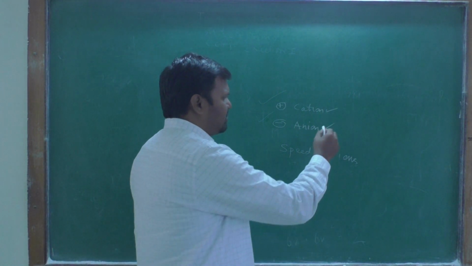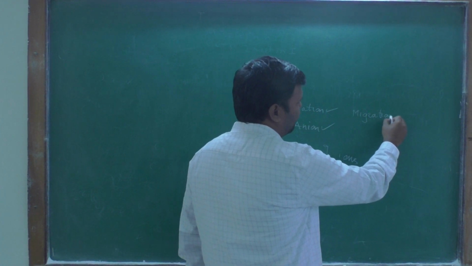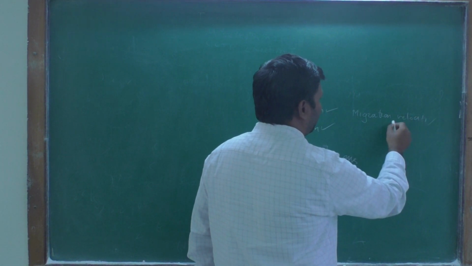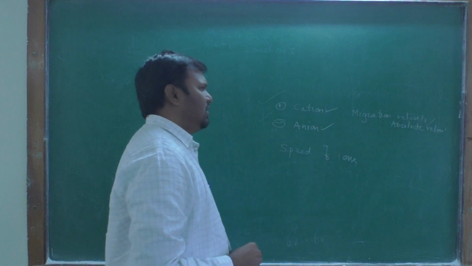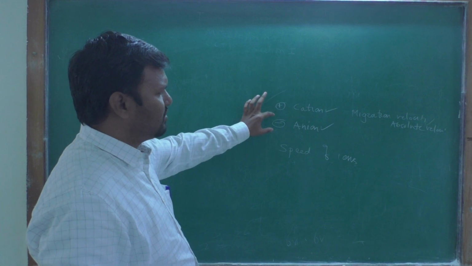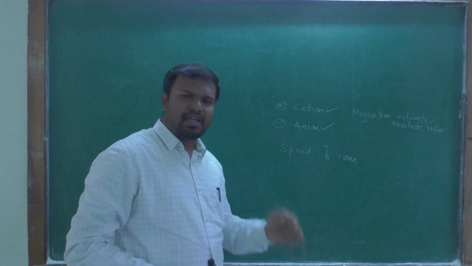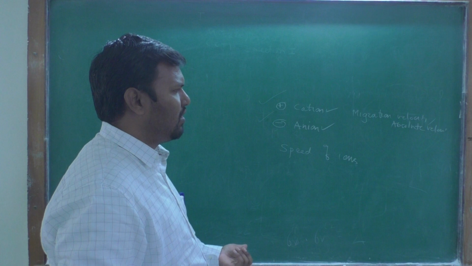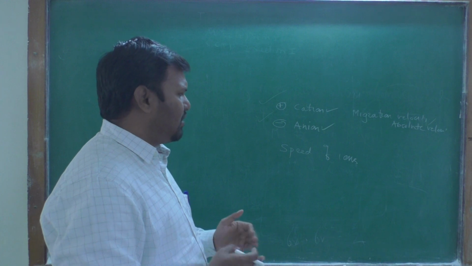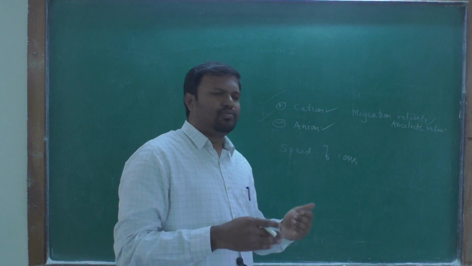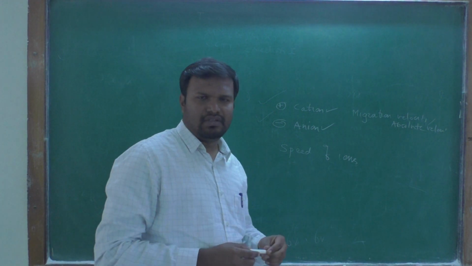That is its migration velocity. We call it migration velocity, or absolute velocity, or speed. Each ion has a different speed. Therefore the current given by each ion depends upon the speed. If the speed of both ions is the same, then they will give the same current, but if the speeds of the ions are different, then they will give different current.